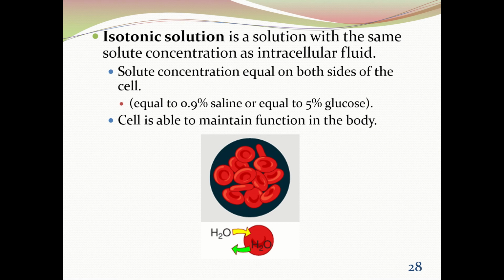An isotonic solution is a solution that has the same amount of salt as the inside of the cell. An isotonic solution is equal to 0.9% saline or 5% glucose. The cell is able to maintain function in a body because it can maintain its regular shape. Remember, structure influences function.